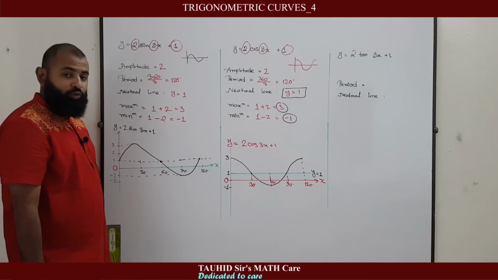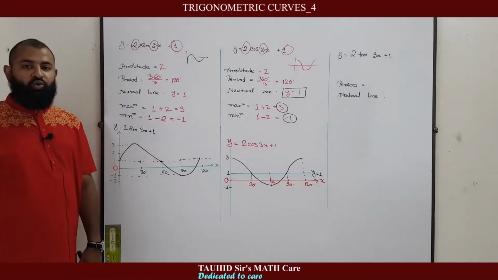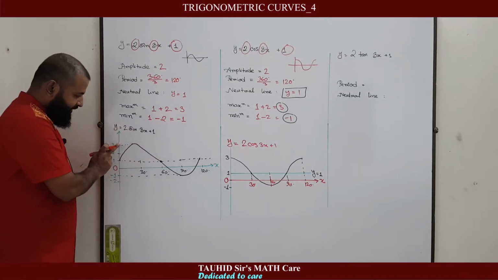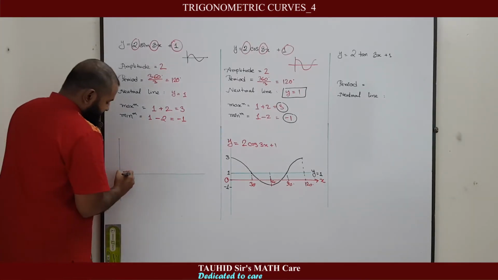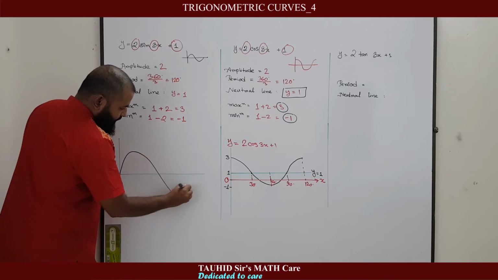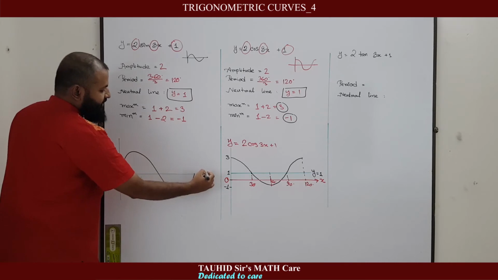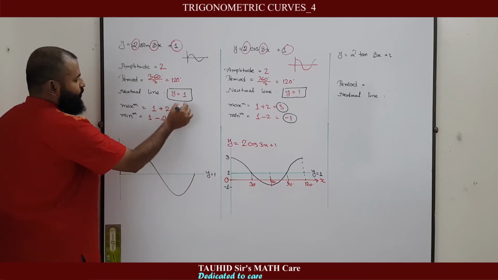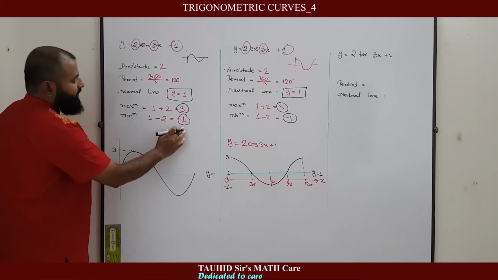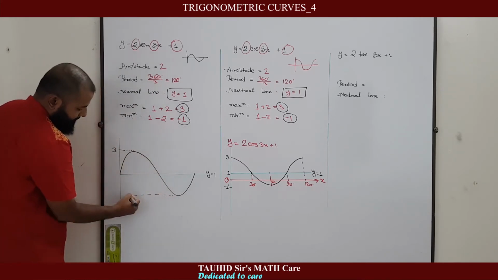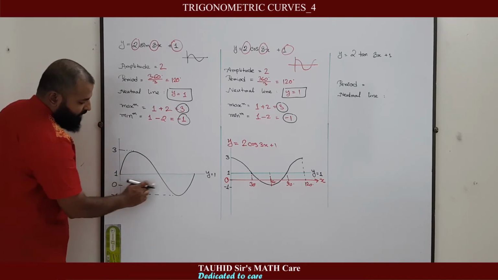And we can use this trick to draw y equal to 2 sin 3x plus 1 too. Let's draw this curve again using the trick that we have learned right now. At first let's draw the shape of sin x. This line is the neutral line, so this line is y equal to 1. What is the maximum line? Maximum line is 3. Minimum line is minus 1. 3, 1, minus 1. So this one is 0 and here will be the x-axis.